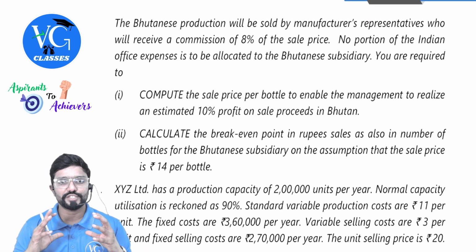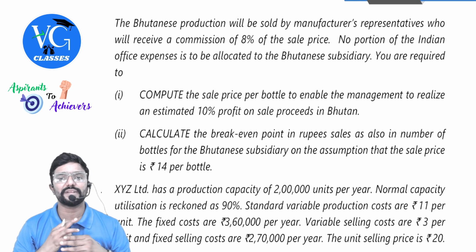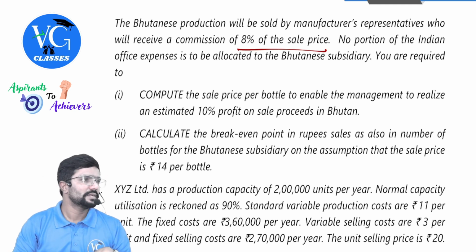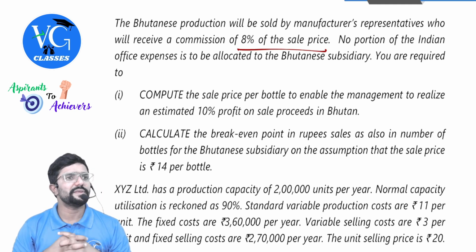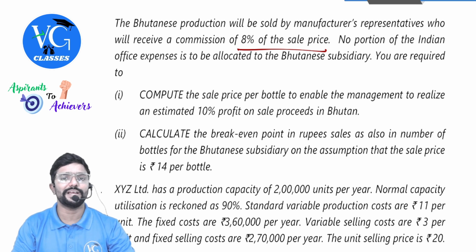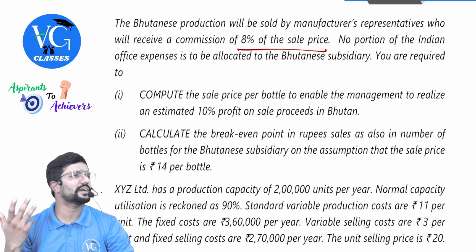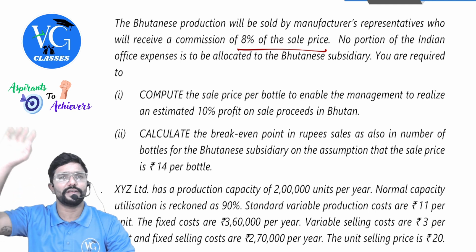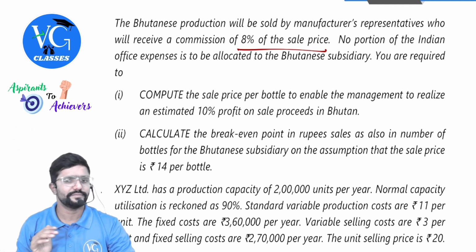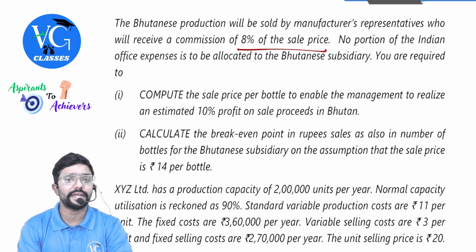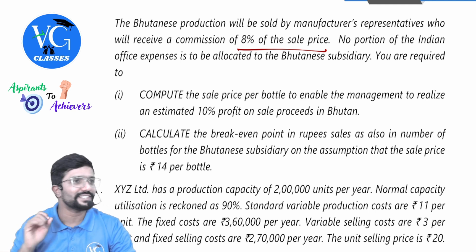The Bhutanese production will be sold by the manufacturer's representative, who will receive a commission of 8% of sale price. This is also a variable cost. Selling commission 8% on selling price. No portion of Indian office expenses is to be allocated to the Bhutanese subsidiary. This is just a disclosure, guys. You would have learned in accounts that some head office expenses are allocated to a subsidiary, but nothing like that here. You're required to compute the sale price per bottle to enable the management to realize an estimated 10% profit on sale proceeds.